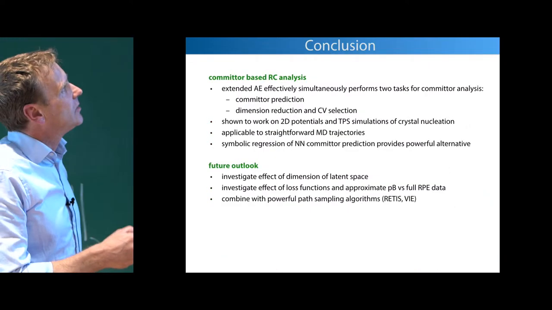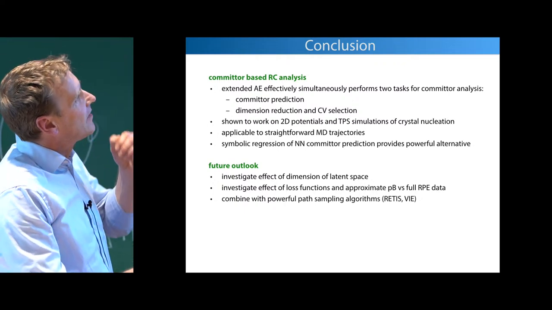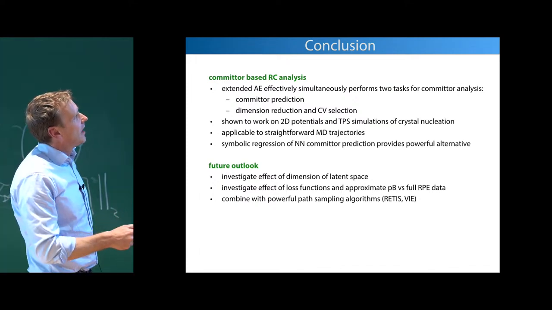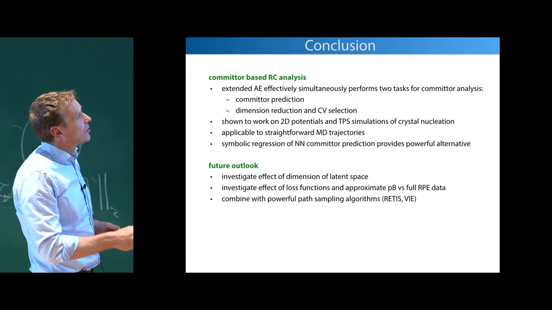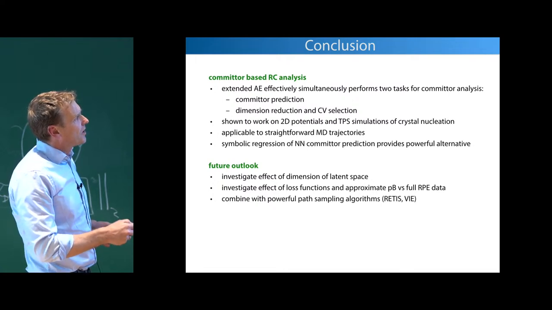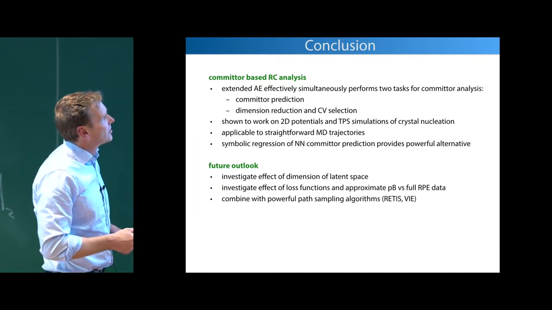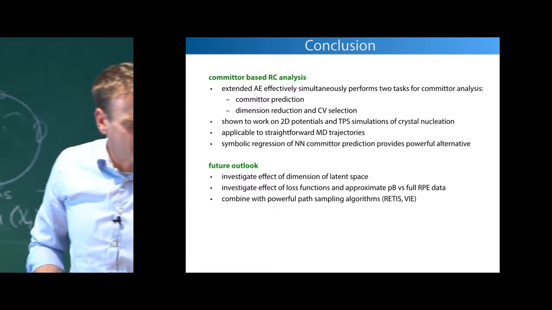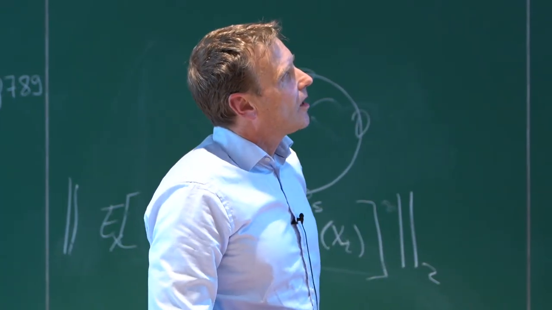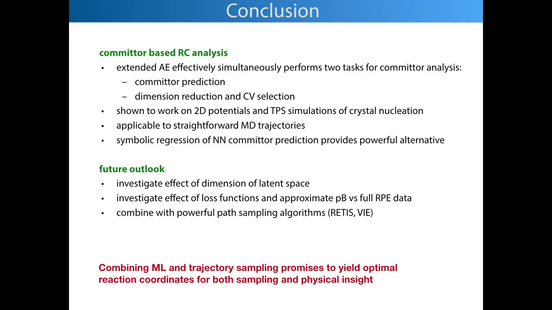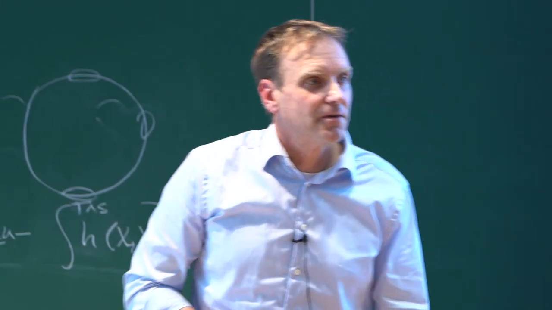I just want to end with two general conclusions: we can now use this extended AI effectively to do these two tasks at the same time, and we can show that it works on the simple models and the more complicated crystal nucleation models. And the important point is that you can also apply it to straightforward MD trajectories, and that we can use symbolic regression to find important functions. Okay, so I leave this for now. I just wanted to say that we can now combine machine learning and trajectory sampling to find reaction coordinates in more detail, and I leave it with that.